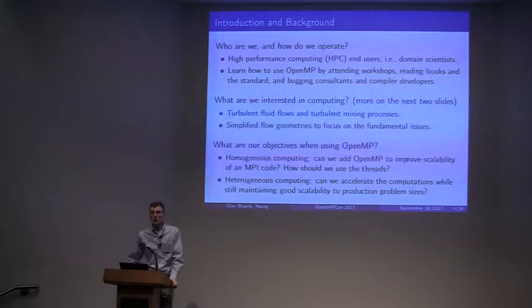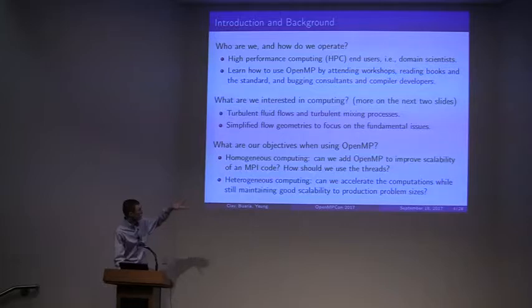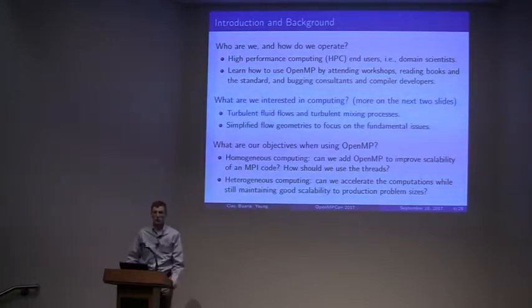So we typically start with a pure MPI application for a fluid dynamic simulation, and in the coming slides I'll talk a little bit more about the physics. But we have two different goals for the type of architecture we're running on. So for a machine like Blue Waters, a homogeneous machine, we will try to use OpenMP to improve the scalability of the application to very large problem sizes.